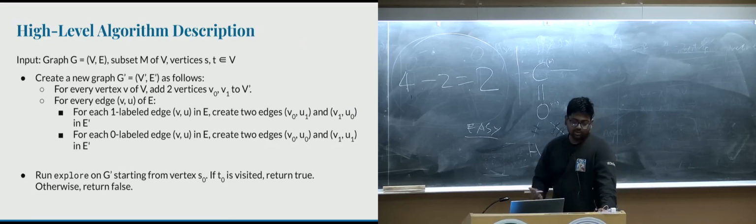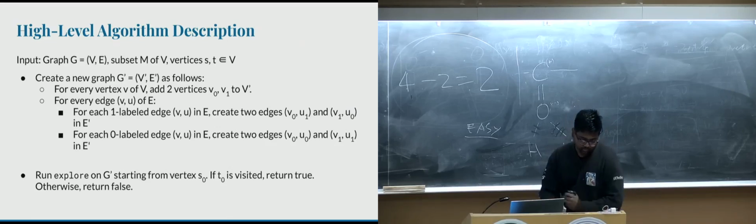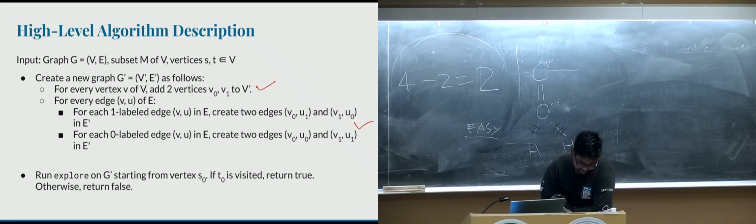So the algorithm goes like this. Once we have our vertex set and our edge set, we simply run explore on graph G prime starting from vertex S0, and we simply check if T0 is visited. Okay, looks like a pretty simple algorithm, right?